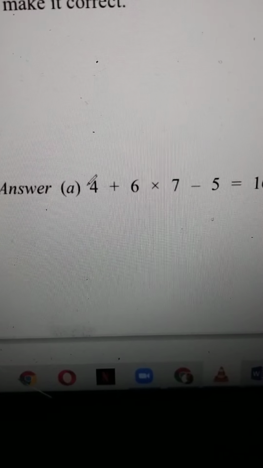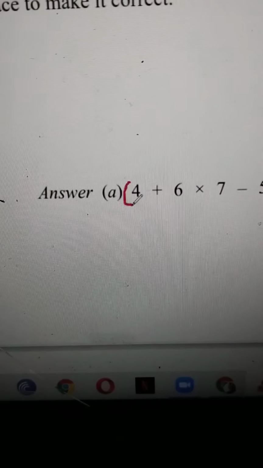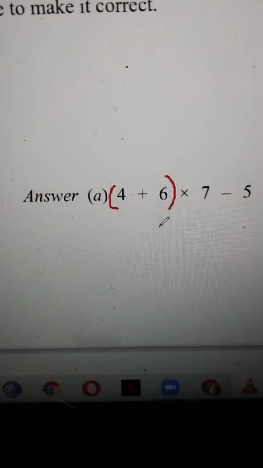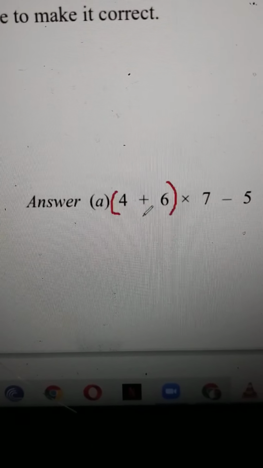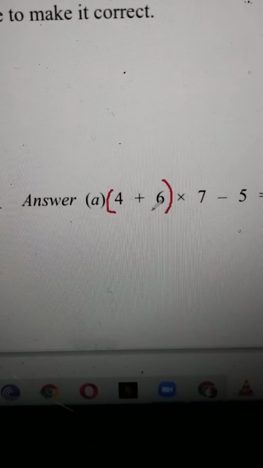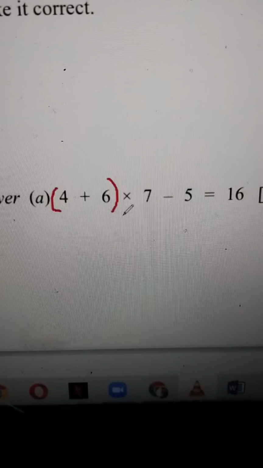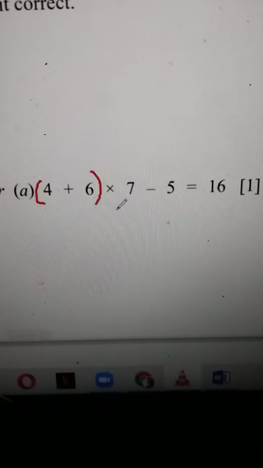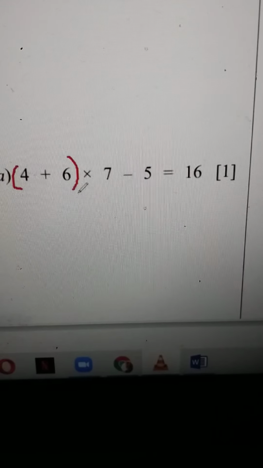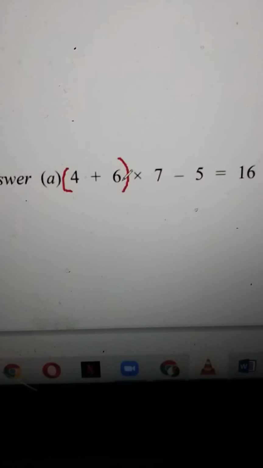So for example, if I put a bracket over here first, it will give you 4 plus 6, 10. 10 into 7 is 70. 70 minus 5 will be 65. So it is not giving us the answer.